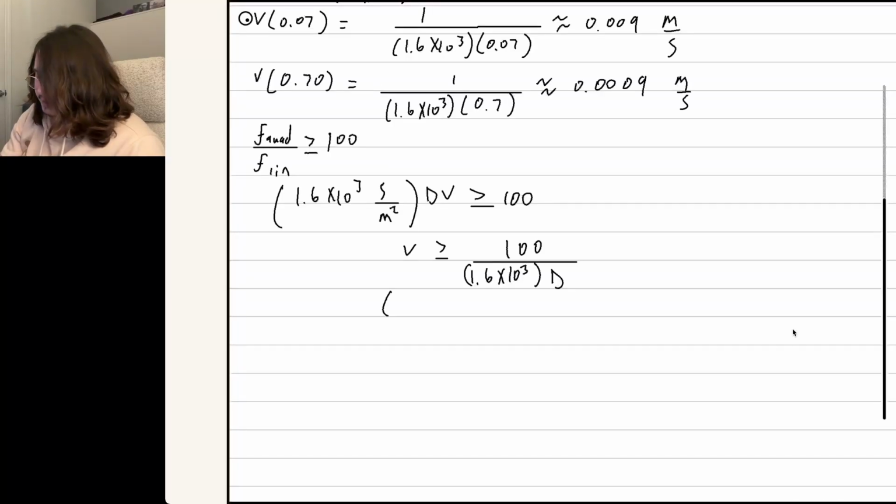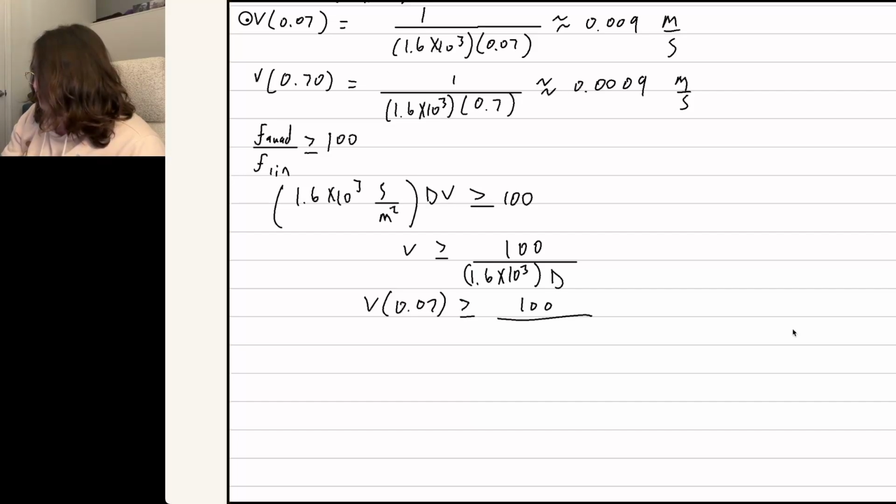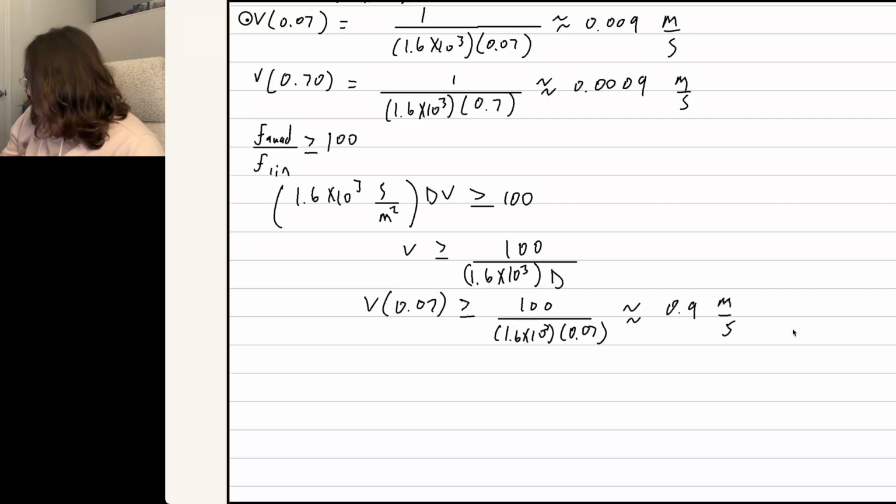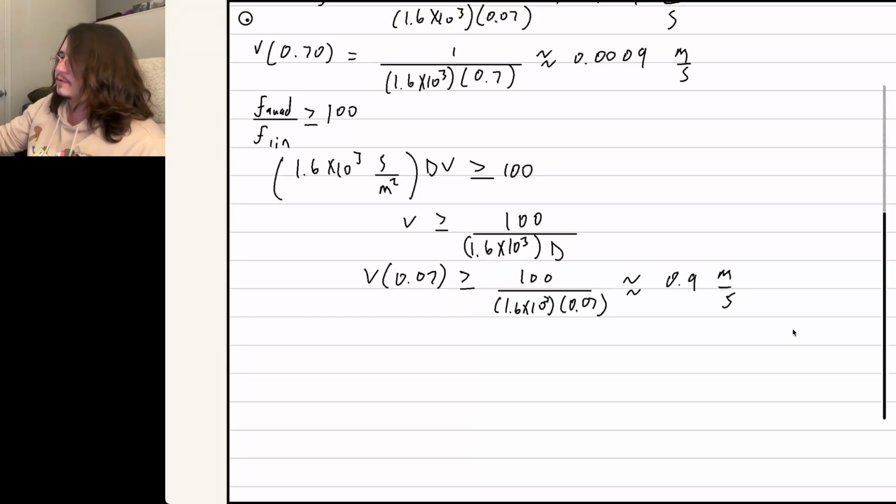If you're looking at the 7 centimeter baseball, then it's going to be greater than or equal to 100 over 1.6 times 10 to the 3 times 0.07, which is about 0.9 meters per second. So now that's an actual speed. It's quite fast now.